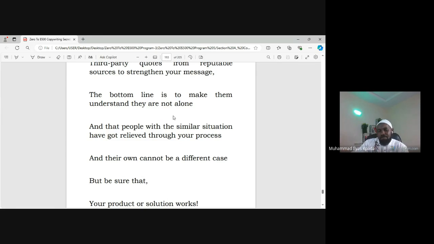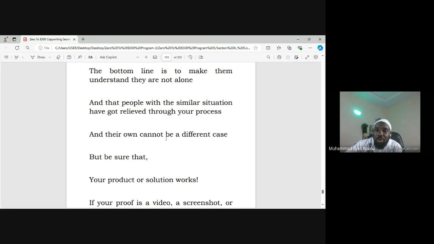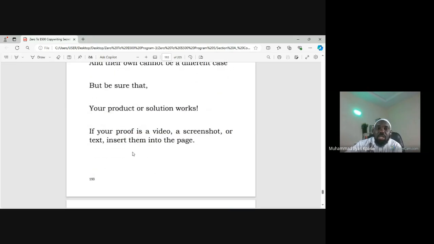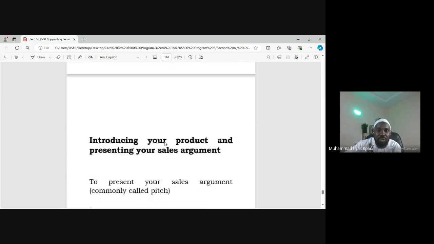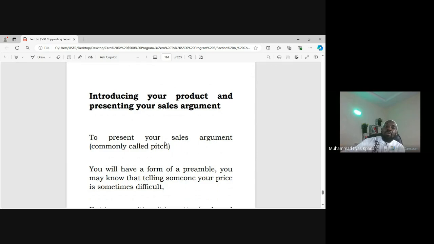I think I've discussed it. Herd psychology is that people like to move in the direction where they feel safer, when others are doing the same thing with them, even if they are doing the wrong thing. I don't want to mention some examples. Be sure that your product or solution works. If your proof is a video, a screenshot, or text, insert them on the page. Then you move to introducing your product and presenting your sales argument.